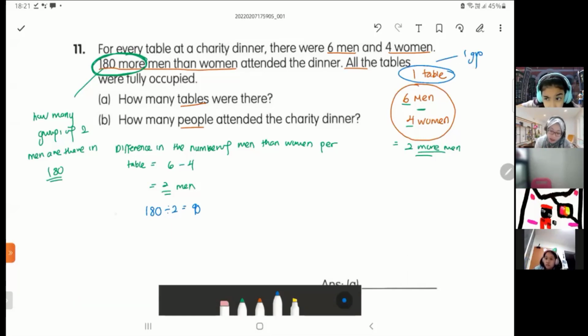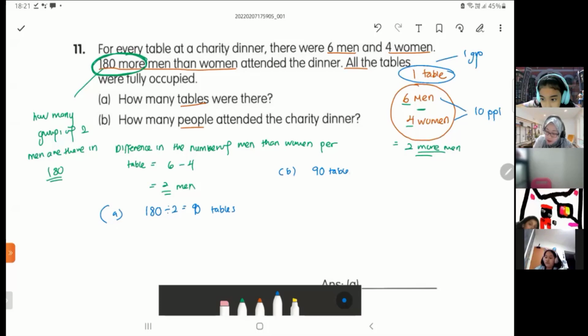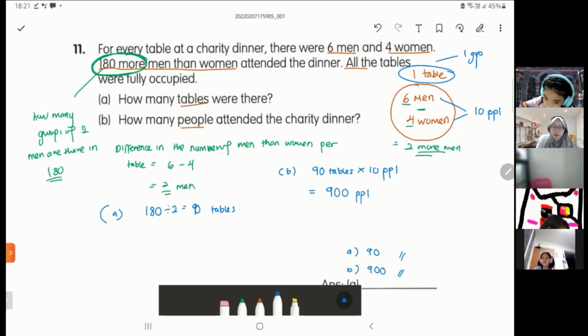So for part A, they're asking how many tables were there? There are 90 tables. For part B, they're asking how many people attended the charity dinner. So you know that one table total is 10 people, right? So I take 90 tables times 10 people equals 900 people. Okay, so A will be 90 and B will be 900. That's the answer. Okay, take note.